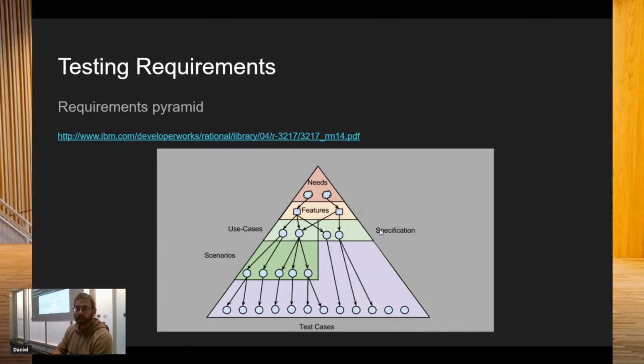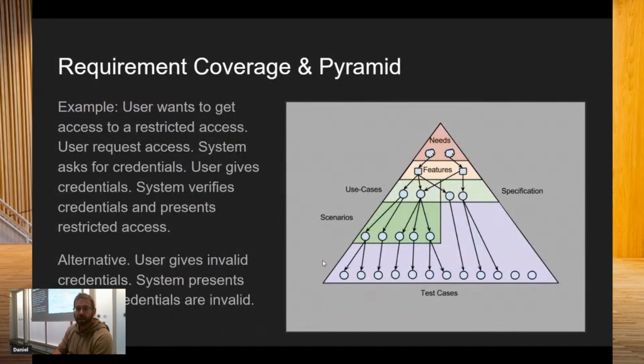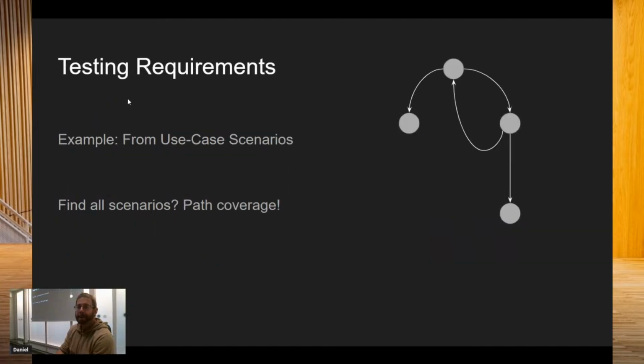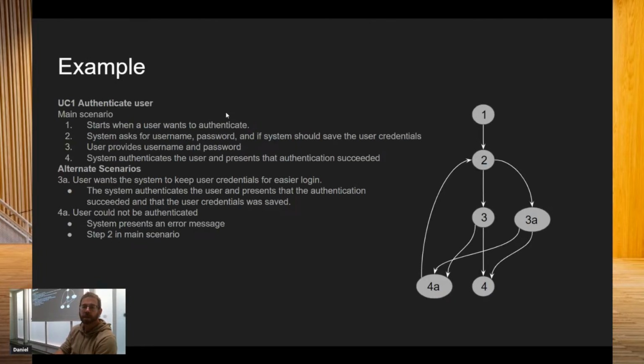Okay, so this was just an example of a use case, an alternative scenario. And we have previously talked about path coverage when it comes to code. And now we are generalizing path coverage to also cover scenarios. And we're going to look at the specific use cases.